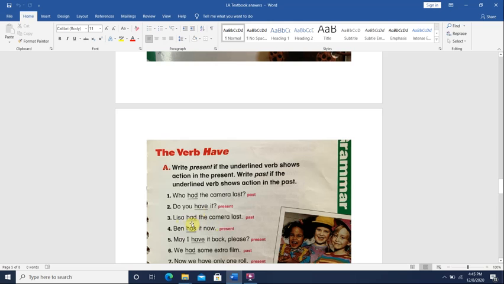Lisa had the camera last. Okay, so Lisa had is in the past tense. Ben has it now. We use has in the present tense, so we write has. May I have it back? Have is in the present tense. We had some extra film. Had is in the past tense.